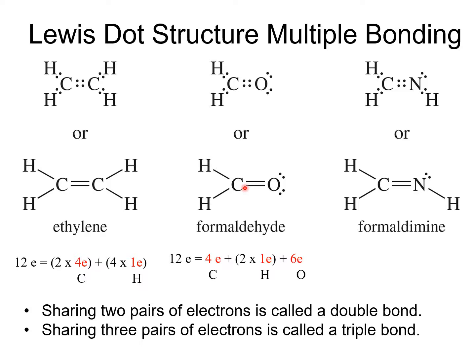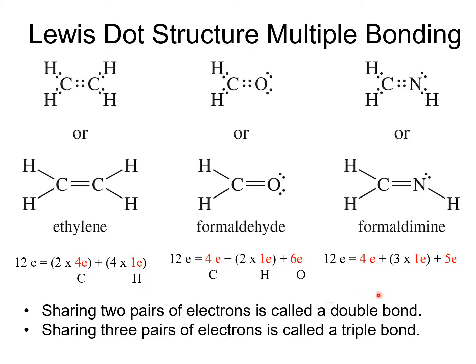Does this carbon have an octet? Yes, it does, because it's got 1, 2, 3, 4, 5, 6, 7, 8 electrons. So this carbon has an octet. Does this oxygen have an octet? 1, 2, 3, 4, 5, 6, 7, 8. Yes, it does.